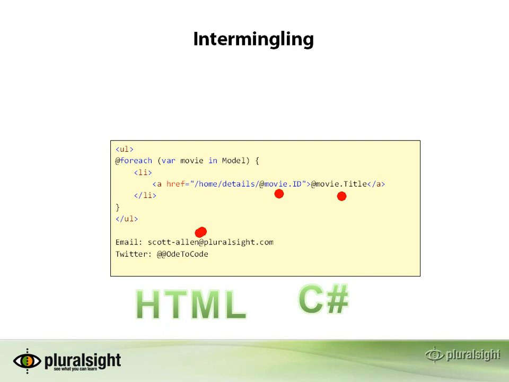There are cases, though, where you can fool the Razor parser. For instance, if you wanted to put out a Twitter handle and just said @odecode, in that case, Razor would think that you're trying to access something, a variable called odecode, and that'll throw a compilation error. But you can escape the @ sign with a double @, so @@odecode will output the text @odecode.